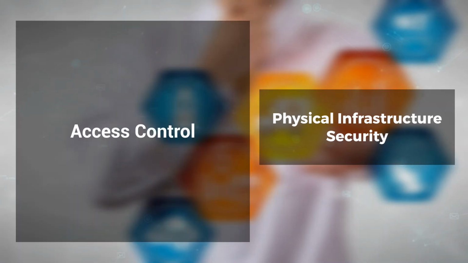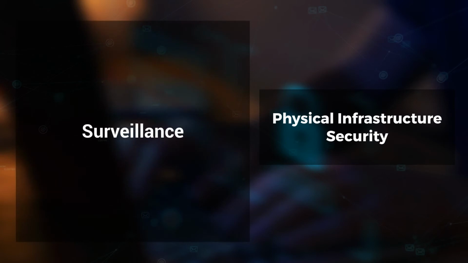Access control. Security fences, gates, walls, lighting, and doors all act as intrusion deterrents. These are usually the first line of defense for many physical infrastructure security systems.